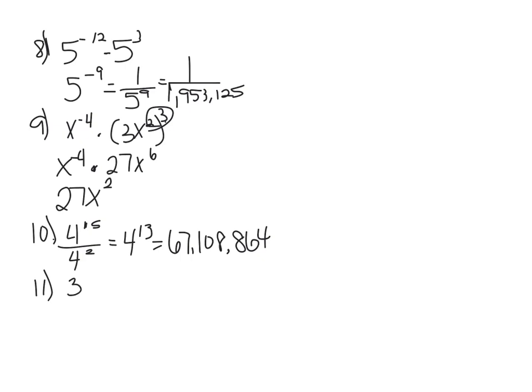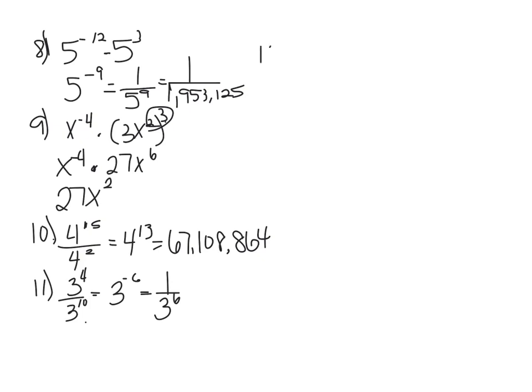Number 11, 3 to the 4th divided by 3 to the 10th. When we subtract, we get 3 to the negative 6th power, which is 1 over 3 to the 6th. And this is often used as an illustration as why negative exponents go in the bottom, because when I subtract I get a negative, but if I were to write out all my 3's and divide out my 1's, I would get 6 3's left in the denominator.